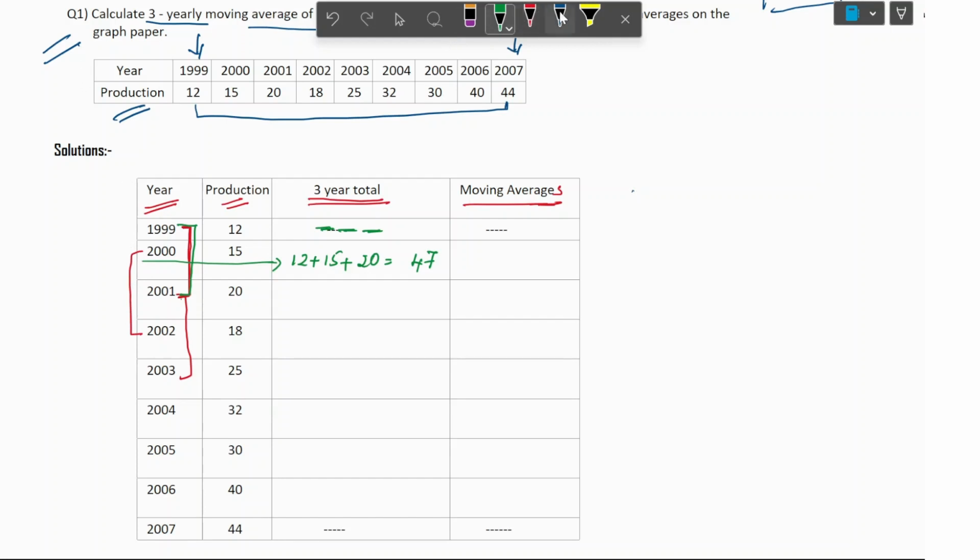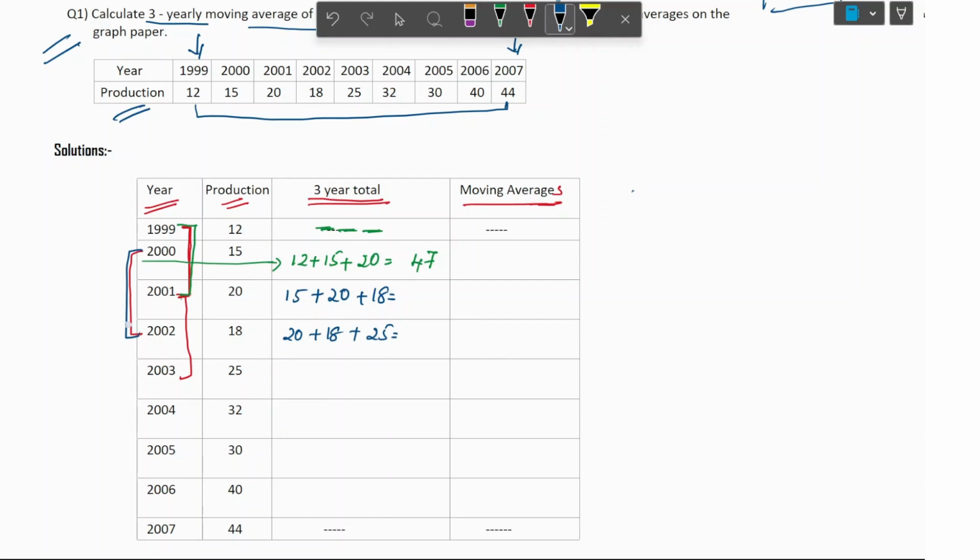Now what do we do next? Next, you are going to leave 1999, but you are going to club the years 2000 to 2002, starting from 15. Therefore I'm writing here 15 plus 20 plus 18. Now we will complete it here, then we will calculate. That means 15, 20, 18 are written. What will come next? 2001, 2002, 2003. If you are comparing these, you are going to write the total against the middle year, that is 2002. Therefore, here it is 20 plus 18 plus 25.